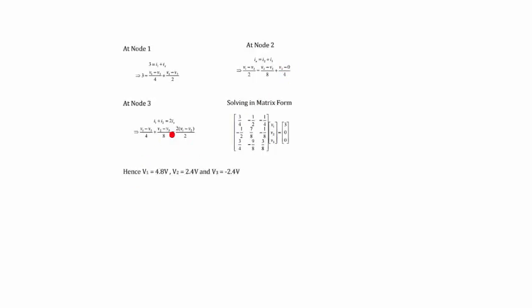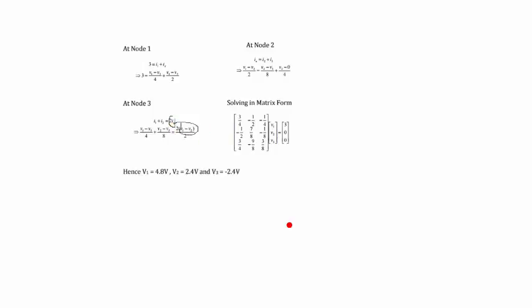And then at node 3, you have I1 plus I2 is equal to 2Ix. Now V1 minus V3 upon 4, and then V2 minus V3 upon 8, equals 2 into V1 minus V2 upon 2. Note that this 2Ix was considered, however, the value of Ix is just V1 minus V2. How is that?